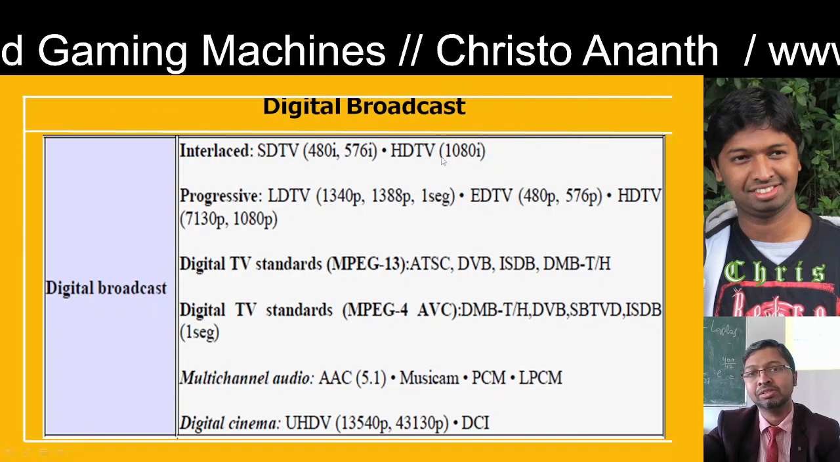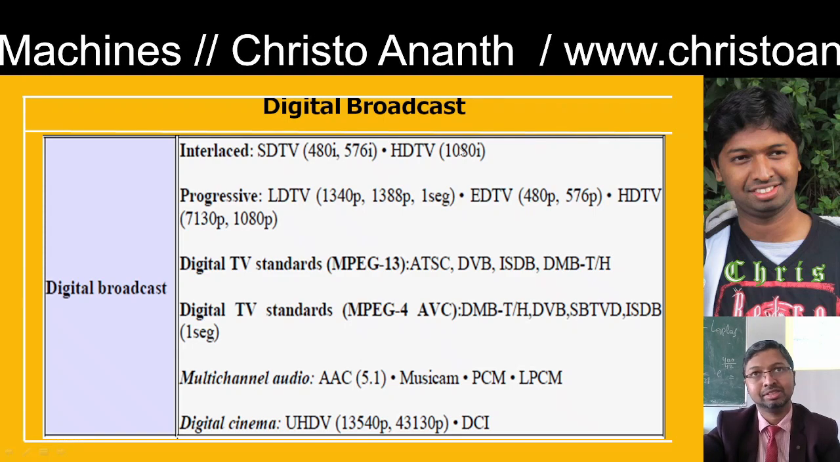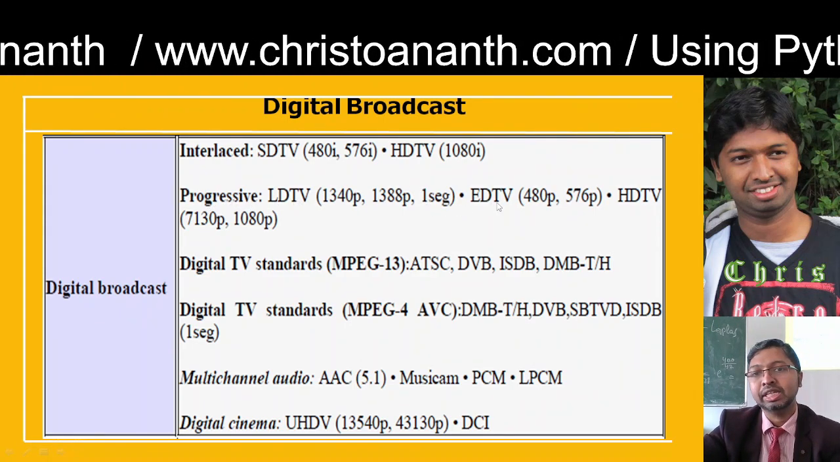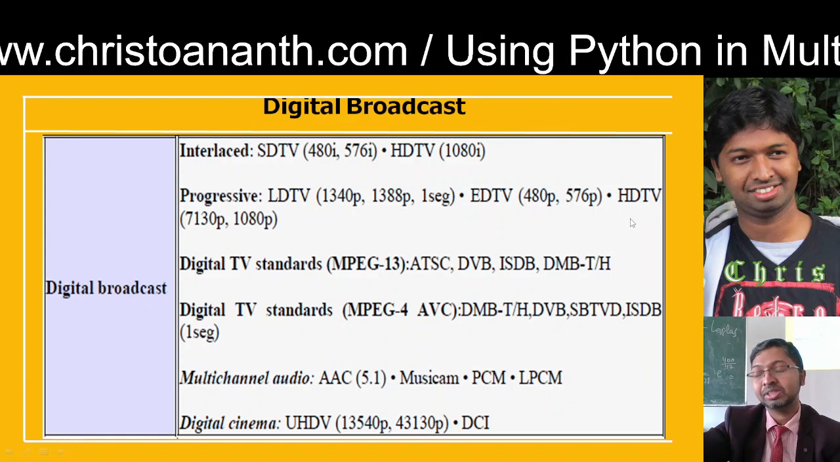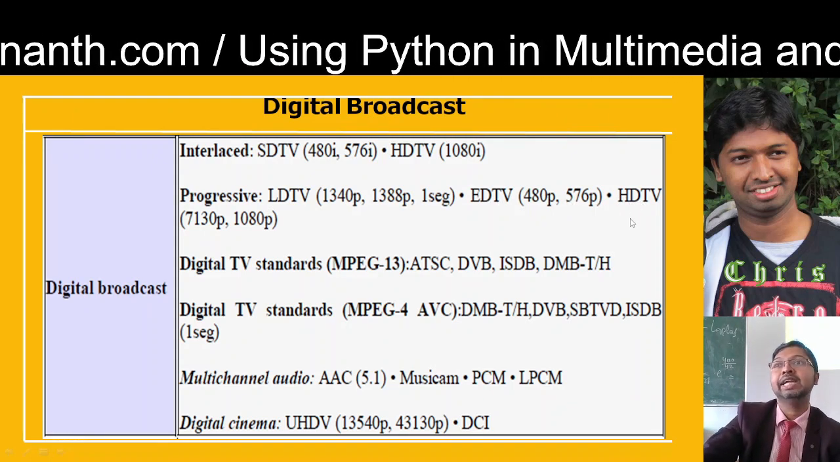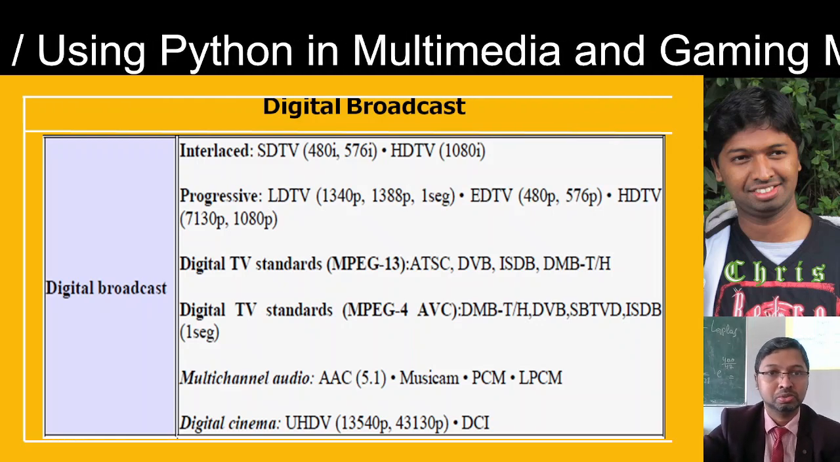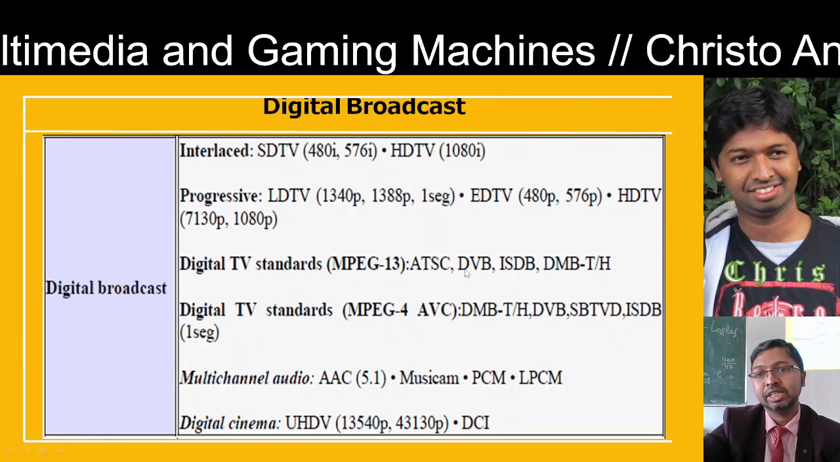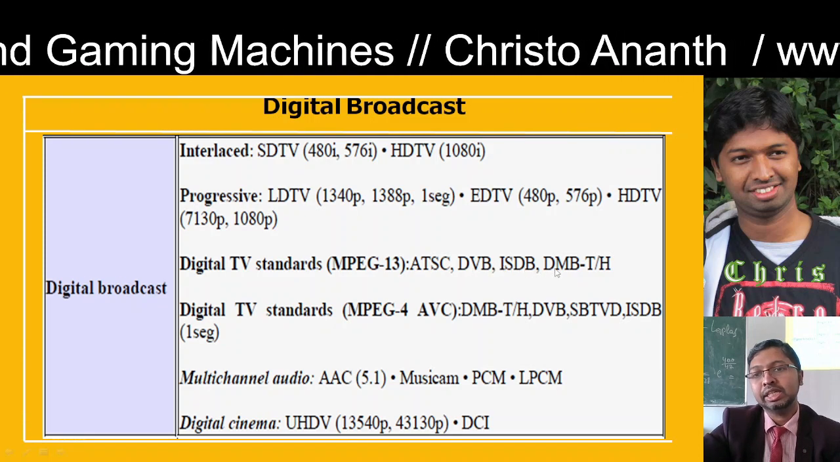Okay, so here you will see 1080. So that's the resolution it produces. And then progressive, it is LDTV, EDTV, HDTV. So this is what HDTV, HD, high definition is what everybody wants. Okay. And then digital TV standards, you will have MPEG-2, ATSC, DVB, ISDB, DMB-T/H.